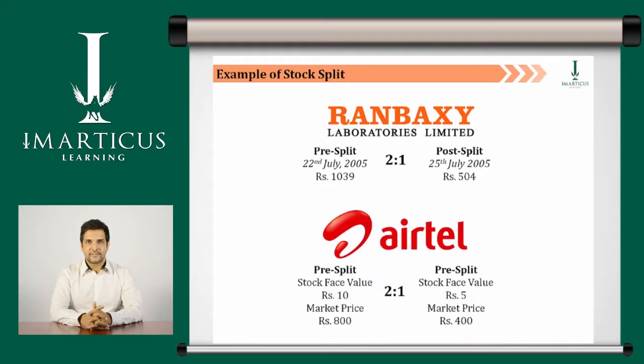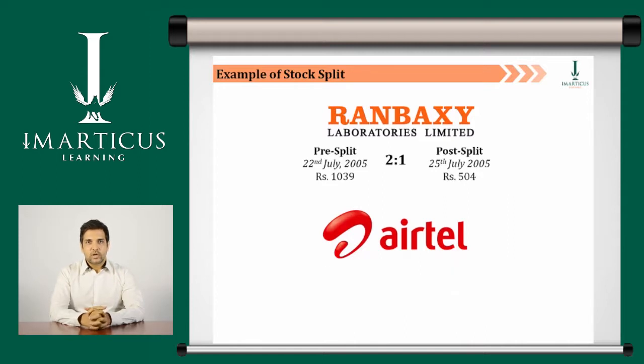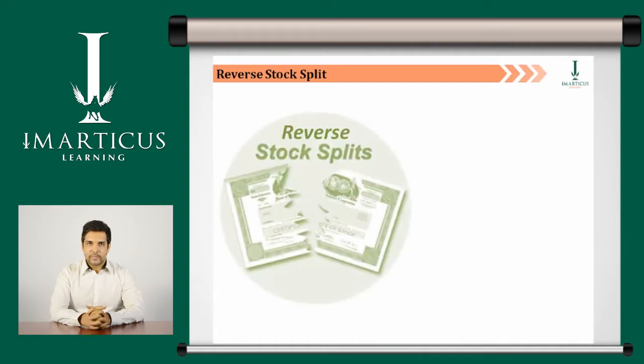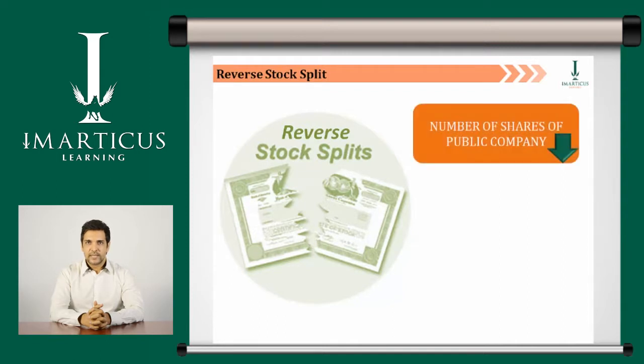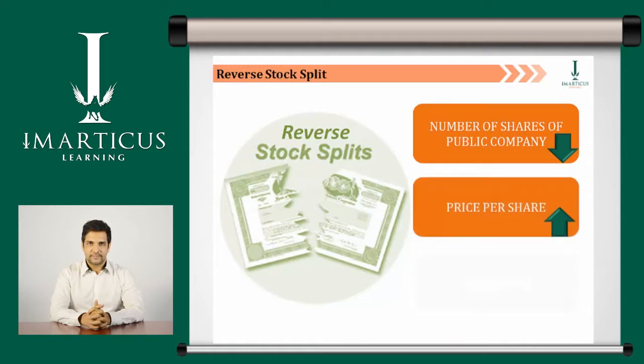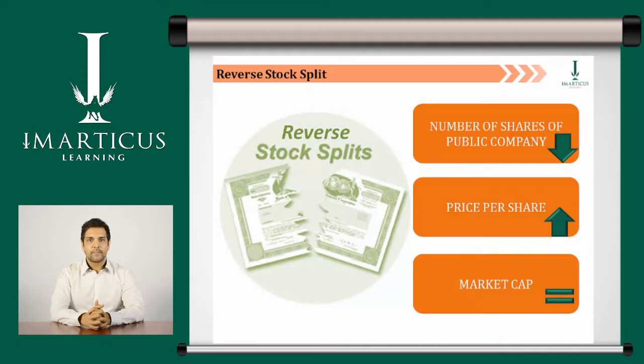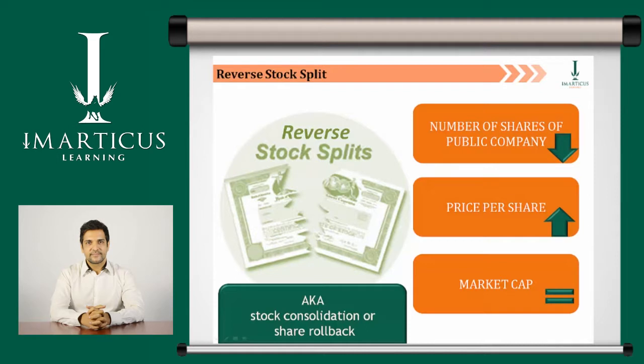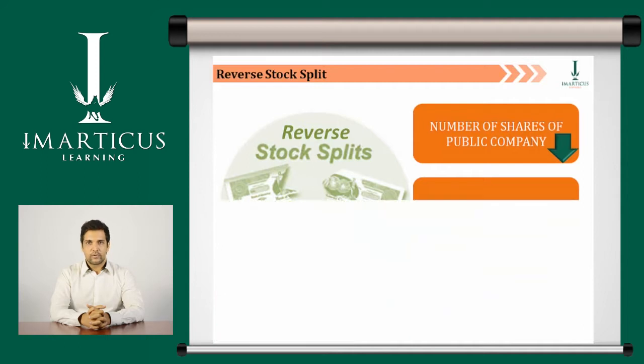On the other hand, a reverse stock split is the opposite of conventional stock split. In a reverse stock split, the number of shares are reduced and the face value of the stock is increased. However, the market capitalization still remains the same. A reverse stock split is also known as a stock consolidation or share rollback.